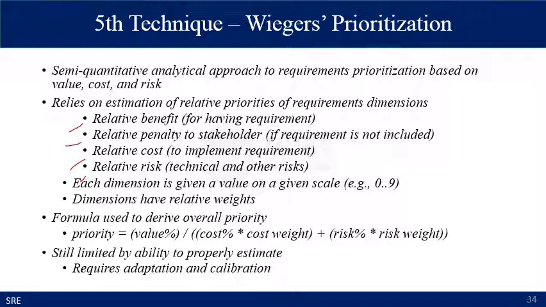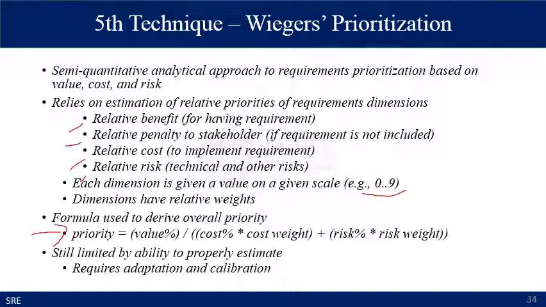Benefit specifies, if you have the requirement, what will be the benefit to your product. Relative penalty to the stakeholders specifies if the requirement is not included, what harm it can put on the stakeholders. Cost specifies the cost to implement the requirement, and risk specifies the technical and other risk associated with the requirement. So each dimension is given a value scale between 0 and 9, and dimensions have relative weights. And finally, the priority is calculated by the following formula. So you calculate the value percentage and divide it by the cost percentage multiplied by the cost weight plus the risk percentage multiplied by the risk weight.